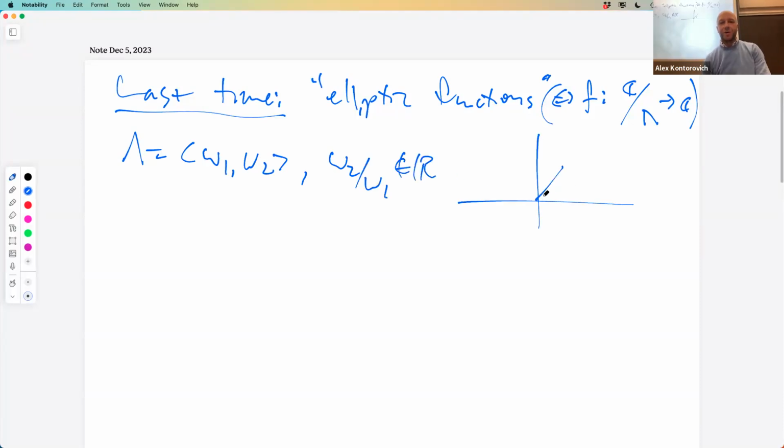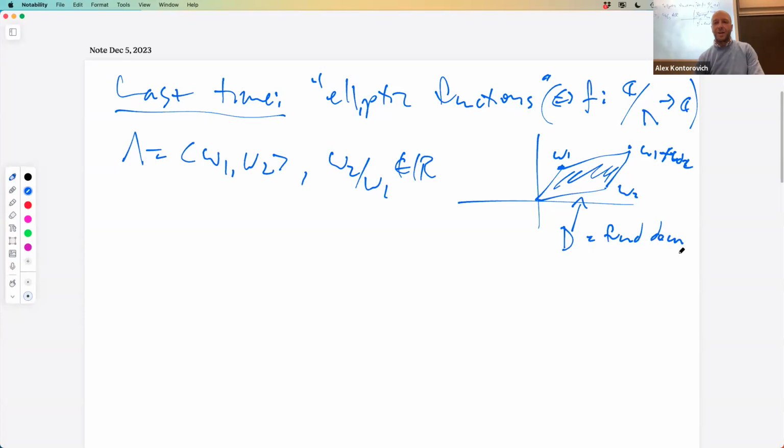Okay, so these are functions on a torus. Maybe this is W1, maybe this is W2, and over here is W1 plus W2. You can see that. Okay, this is a fundamental domain. D is a fundamental domain for the action of lambda, the lattice, on the complex numbers. And this is doubly periodic. So elliptic functions are doubly periodic functions.